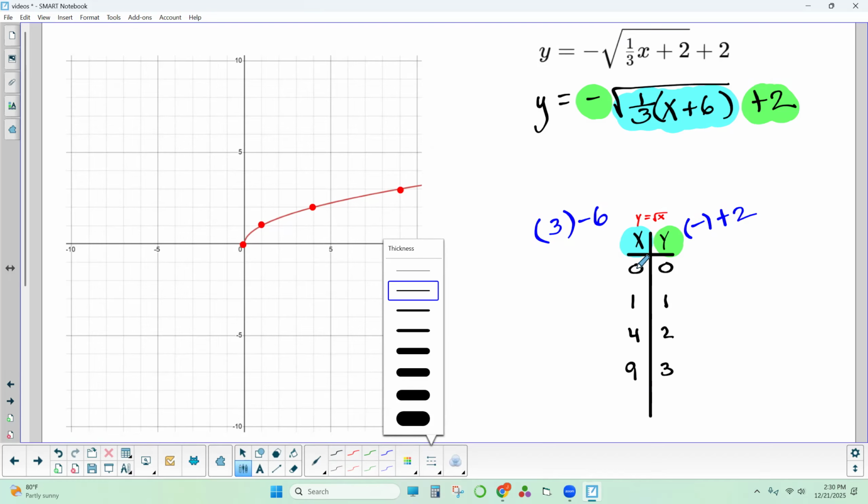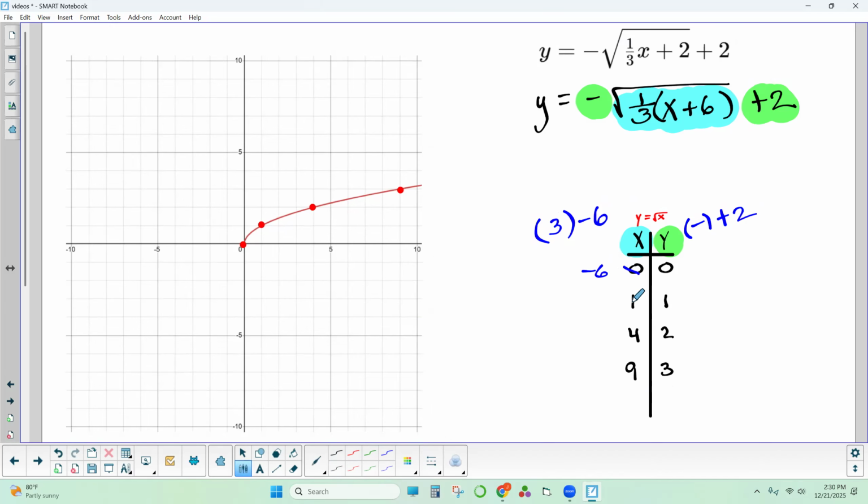Okay, 0 times 3, 0 minus 6, -6. 1 times 3 is 3 minus 6 is -3. 4 times 3 is 12 minus 6 is 6. And 9 times 3 is 27 minus 6, which would give me 21. Over here, I'll take the opposite and add 2. That one's easy. And we've got our transformed coordinates.